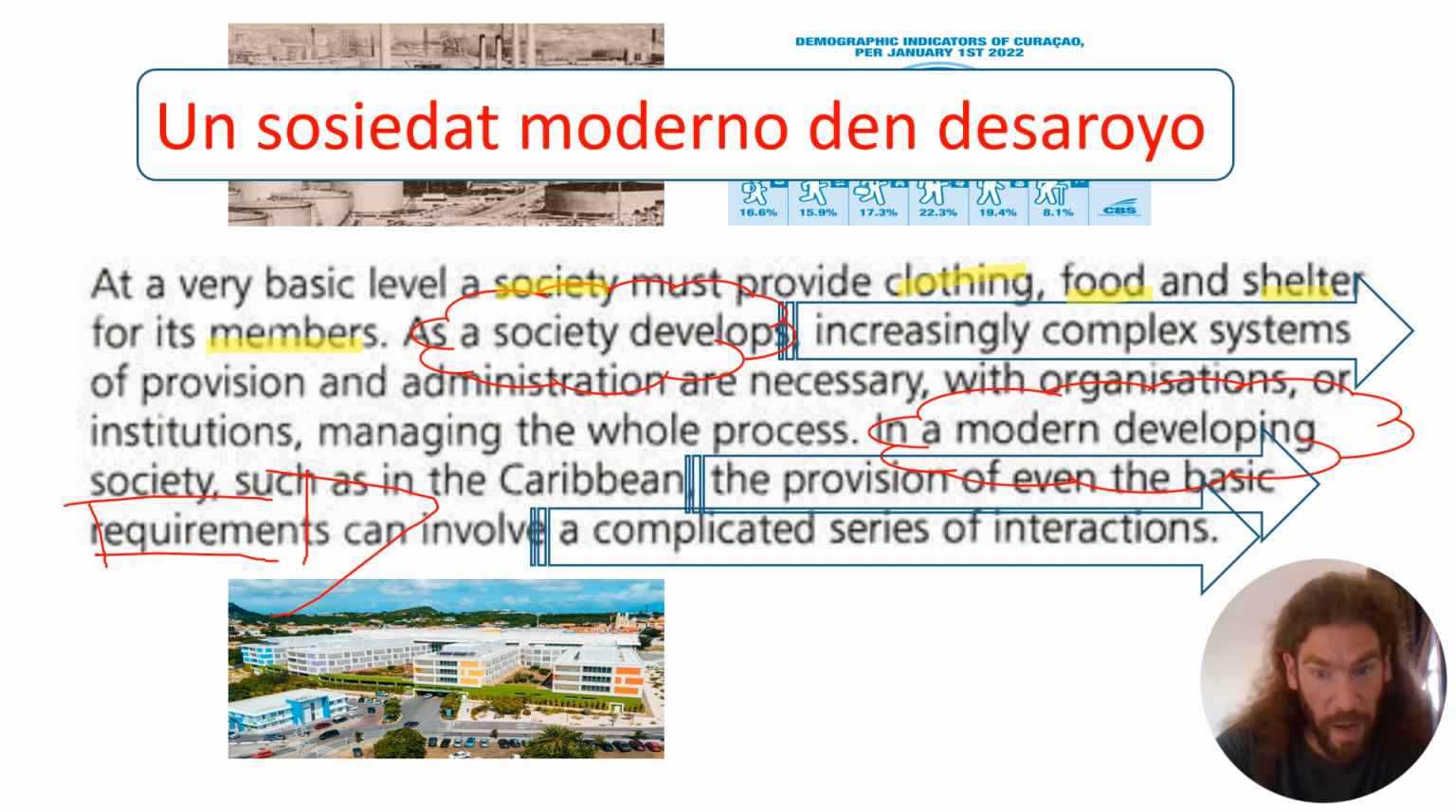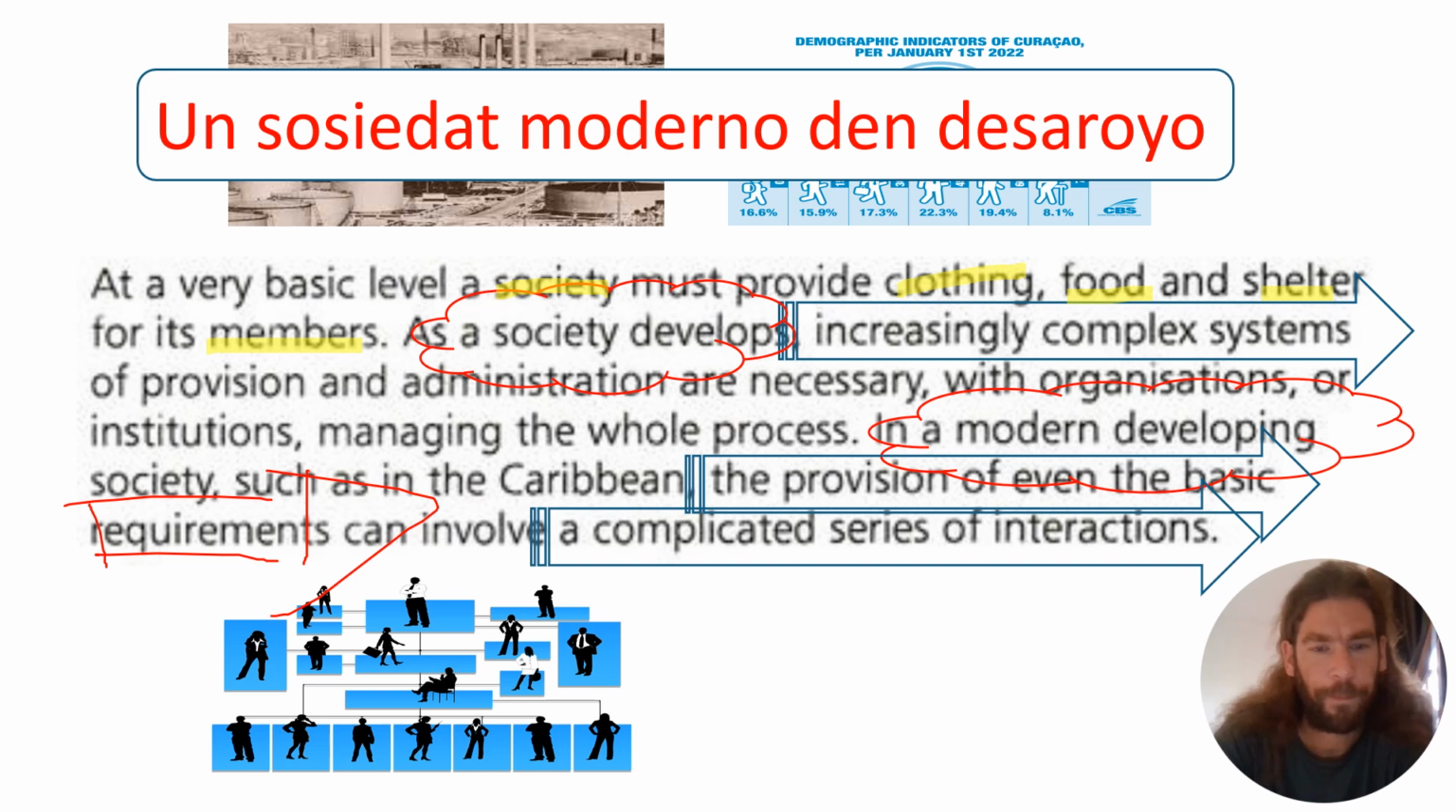Un sociedad moderno en desarrollo. A modern society in development. Yeah? In a modern developing society, a society modern in development. The provision of medicine, so handing out medicine, handing out permits, handing out a birth certificate of your daughter or son can be very complex because we have a lot of people, 155,000 by now, that have created a very complex society, actually.